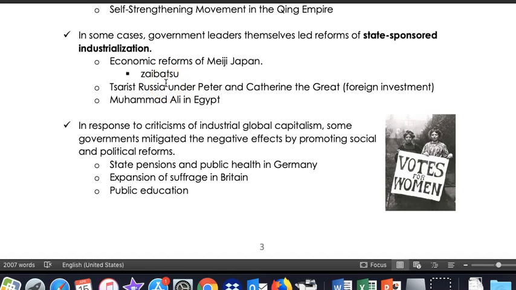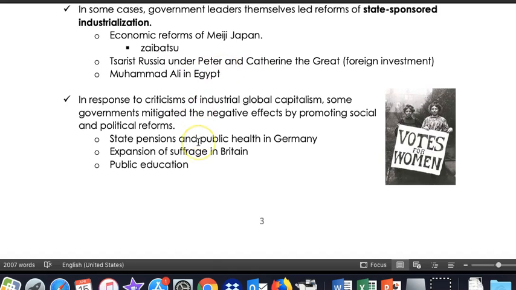Zaibatsu would be their answer, and that is where entrenched, wealthy, former noble families are taking over industrial development and big industrial complexes. In Russia, we know that the leaders, Peter and Catherine the Great, accept foreign loans and foreign investment as a strategy to get industrialization going, but they also are going to control who owns the factories and where the factories are. We know that in Egypt, there was a major movement by Muhammad Ali and Egyptian leaders to rid themselves of outside control and industrialize, although not wholly successful.